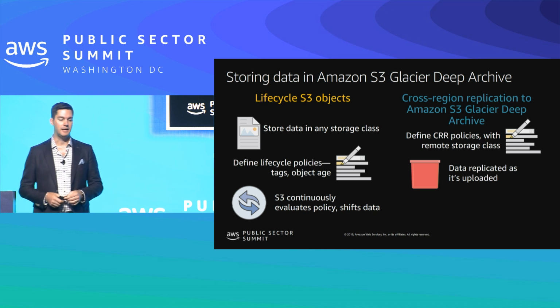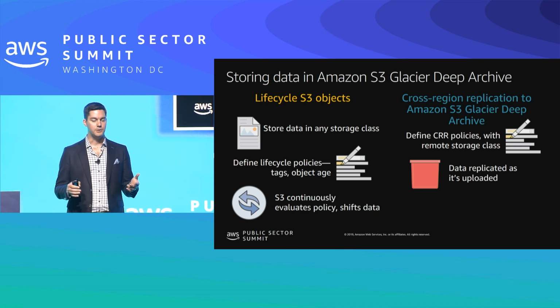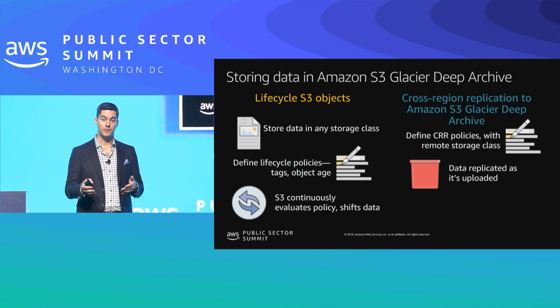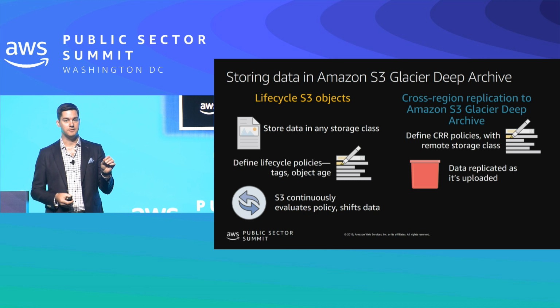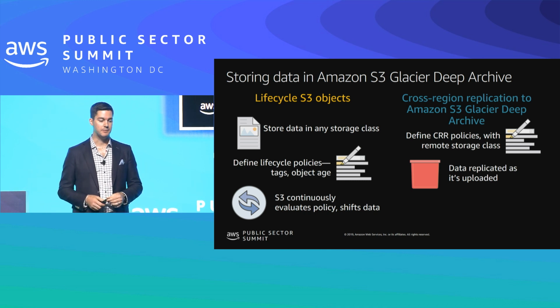Let's first talk about lifecycle. With a lifecycle policy, you can design a policy which applies to an entire bucket, a prefix or a tag, and you can define policies to move objects among the AWS storage classes as they age. The triggering event there is age of the object. It's not last access date, which is important to keep in mind.